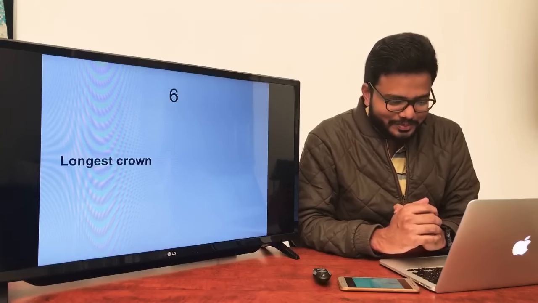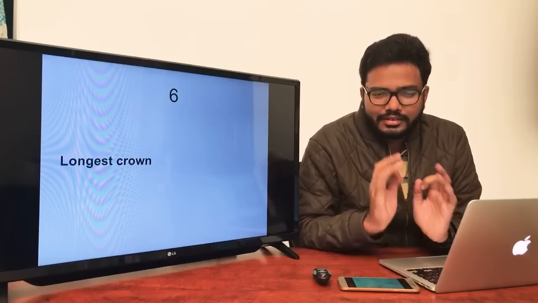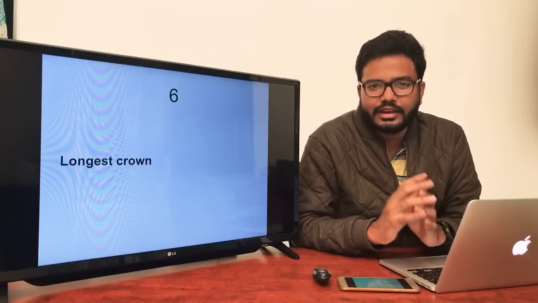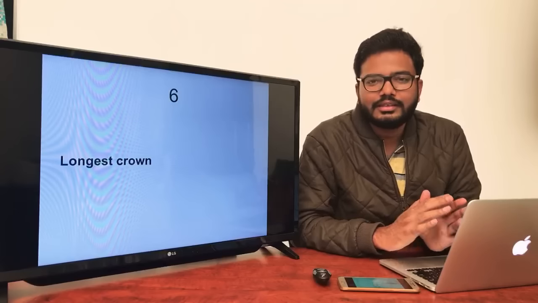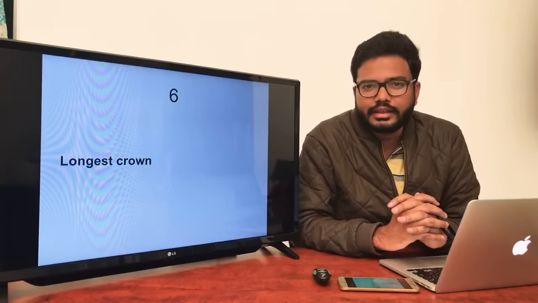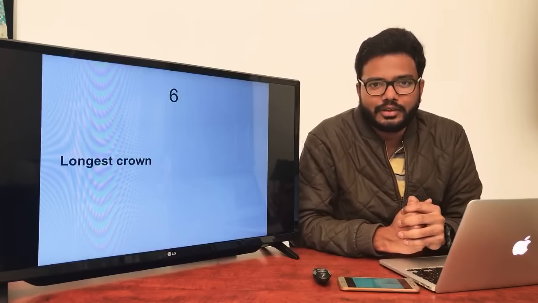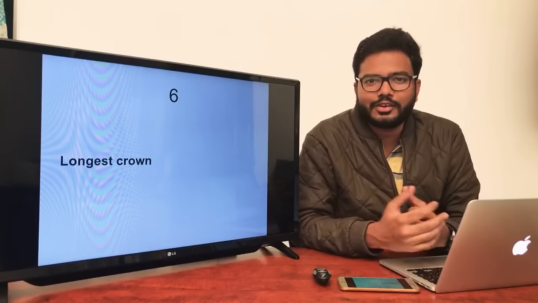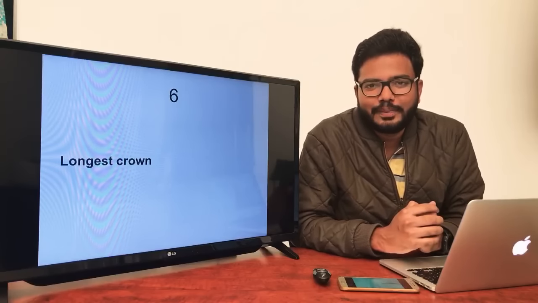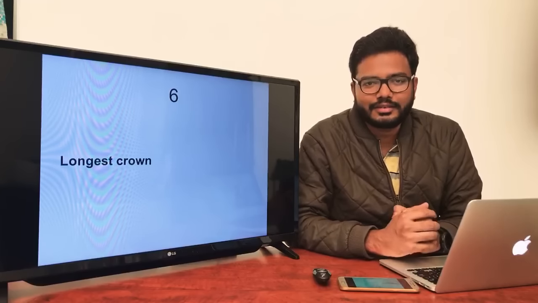Longest crown. Okay, let me give you a hint. The dimensions of maxillary canine. The length of the crown is 10 mm. The length of the root is 17 mm. In case of mandibular canine, the length of the crown is 11 mm. The length of the root is 16 mm. So I've given you the values. Now try answering the question. It's like I've opened the peel of banana. Now I'm asking you to eat it.